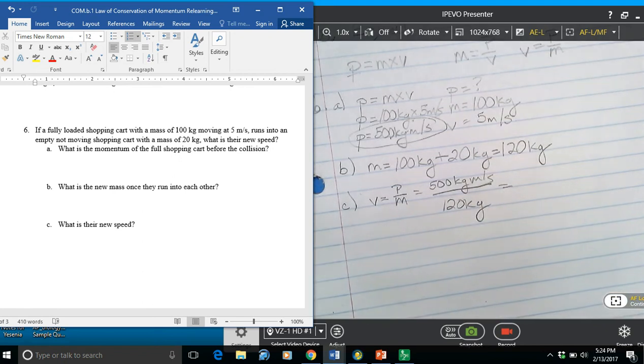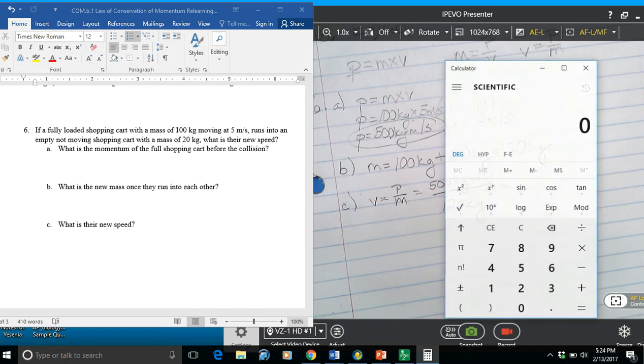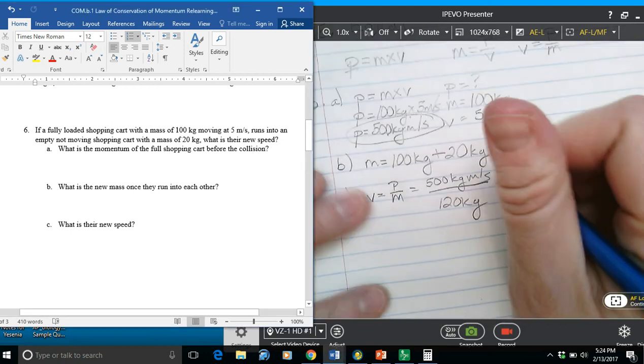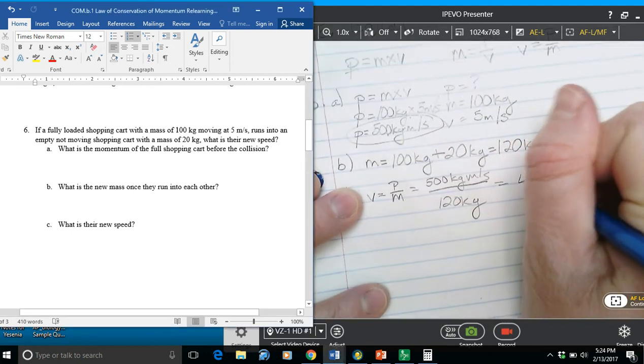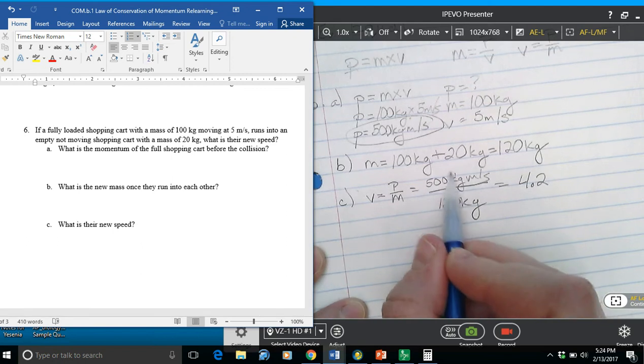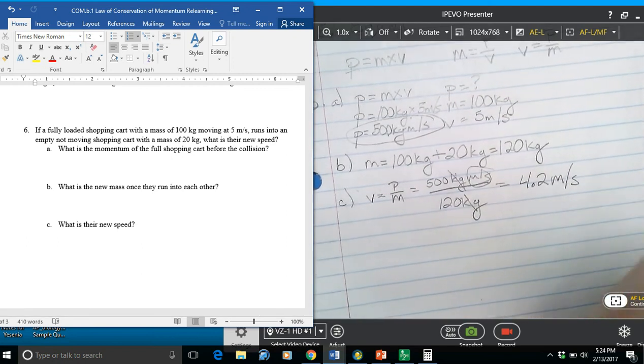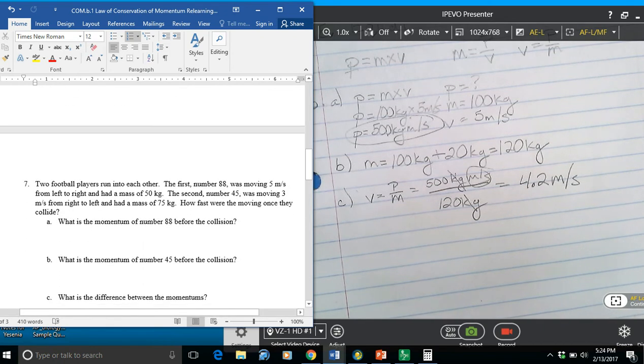And I'm going to go ahead and just speed up the process. Divide 500 by 120. We can round to the nearest tenth. So 4.2. And we have to look back. Our kilograms cancel out, so our unit is 4.2 meters per second. And that's the speed of the shopping cart. Let's look at number 7.